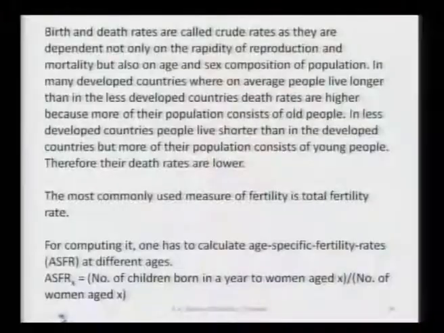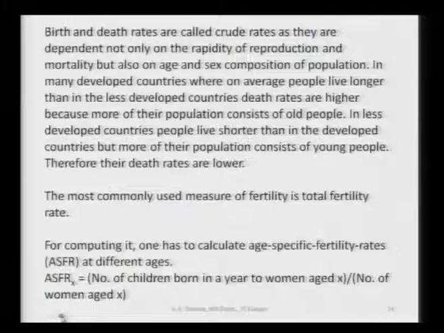The most commonly used measure of fertility, I said that in fertility there are measures like birth rate, average number of children born per woman and total fertility rate. Among them, the most commonly used measure of fertility is total fertility rate. For computing it, one has to calculate age specific fertility rates at different ages. You can take them to be kind of birth rates computed for women belonging to different age groups.